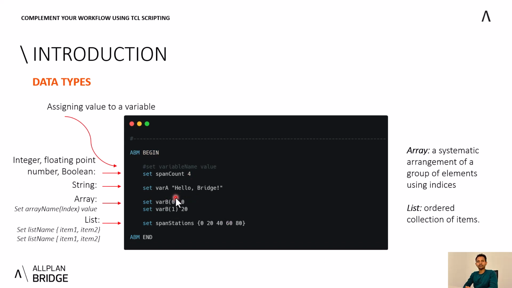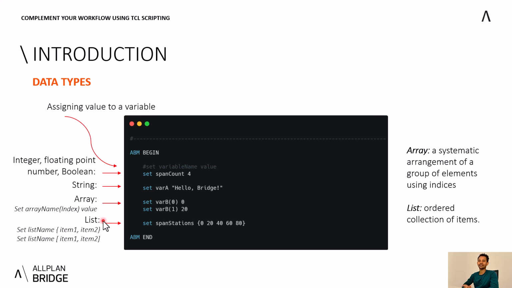So let's come to data types. Data types are also quite useful to know. How do we assign a data type, or what are the different data types? We have integers, floating point numbers and so on. We also have booleans, strings, arrays, lists, dictionaries, and so on. We have quite a lot of data types.